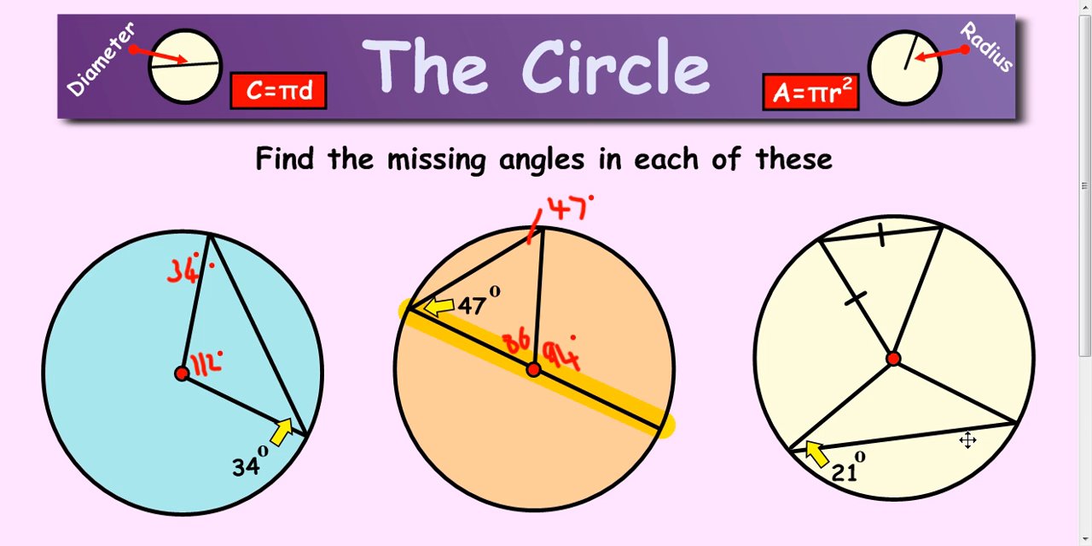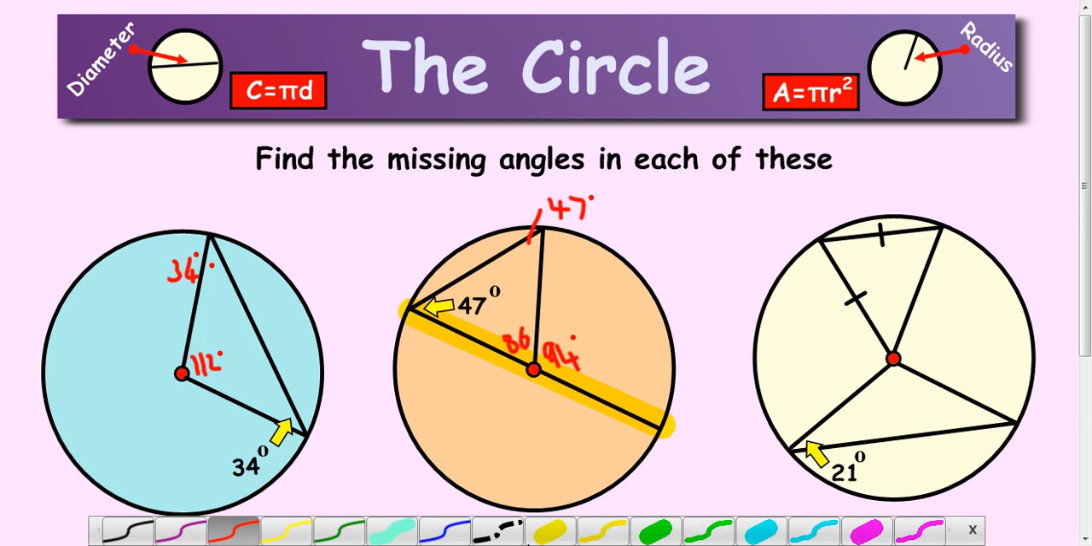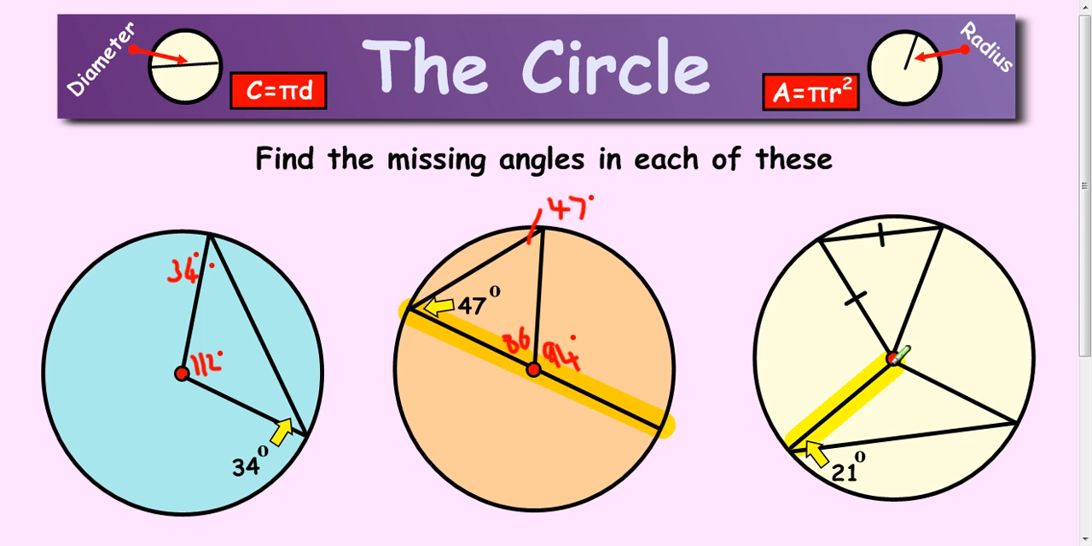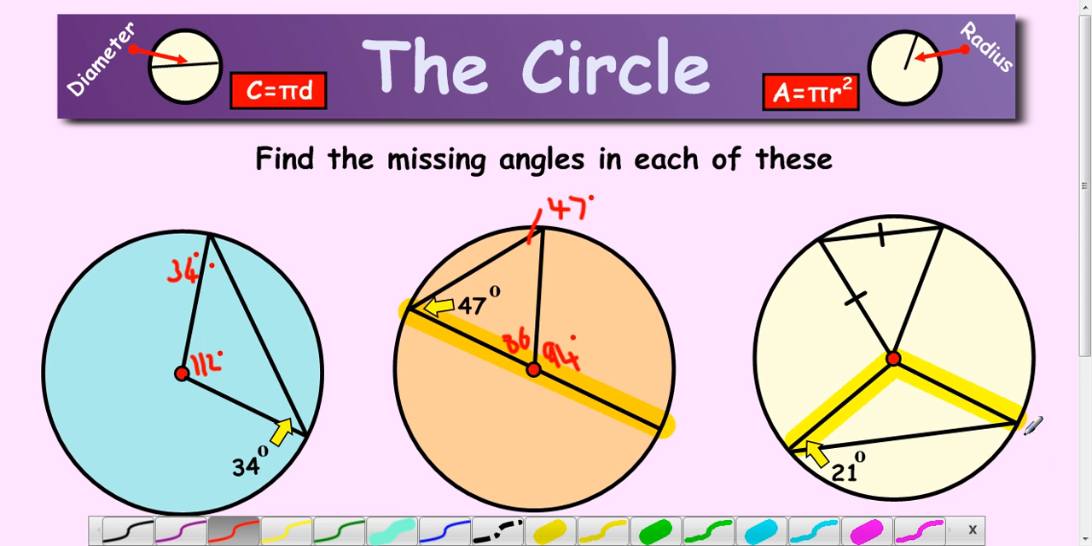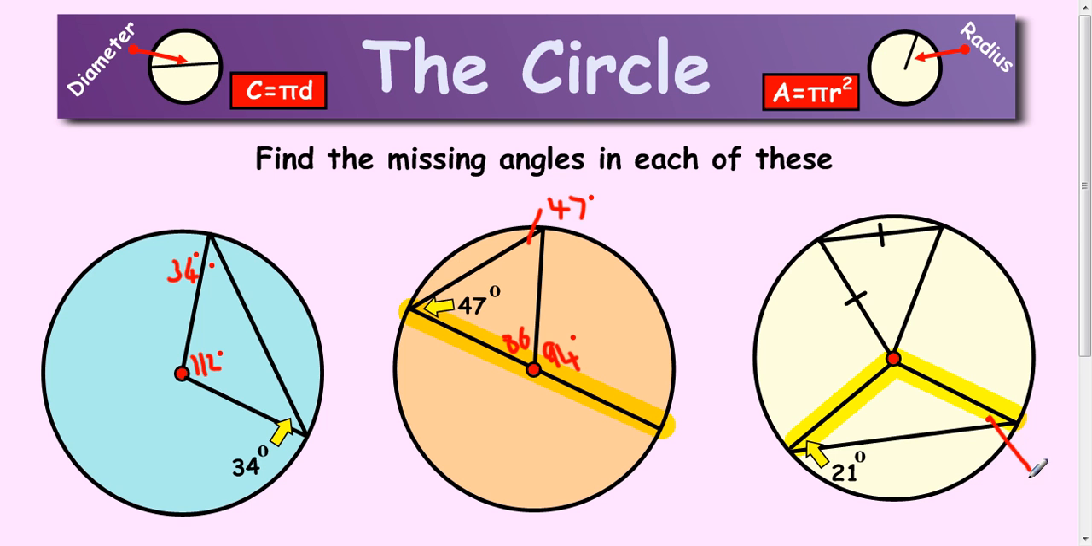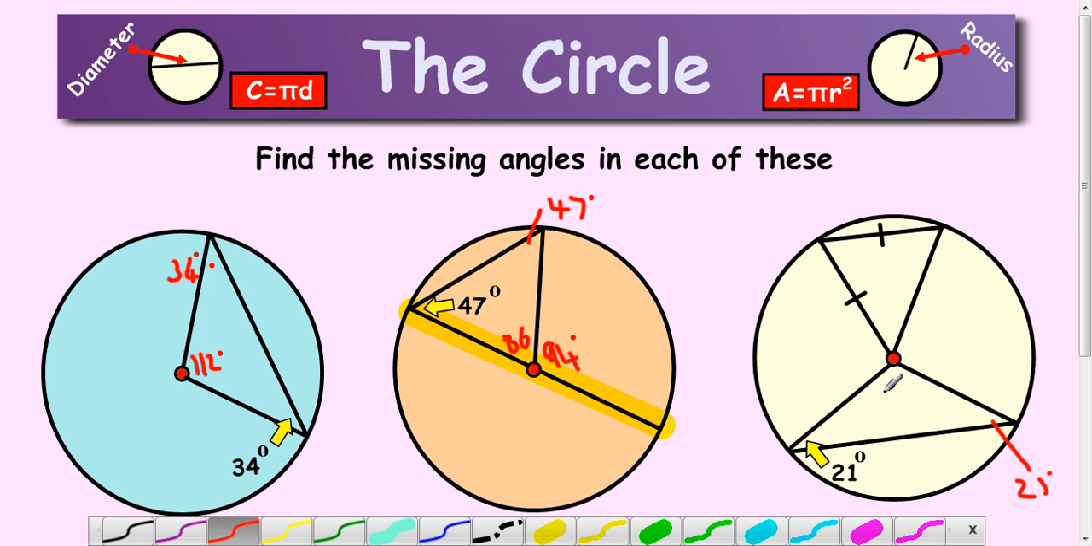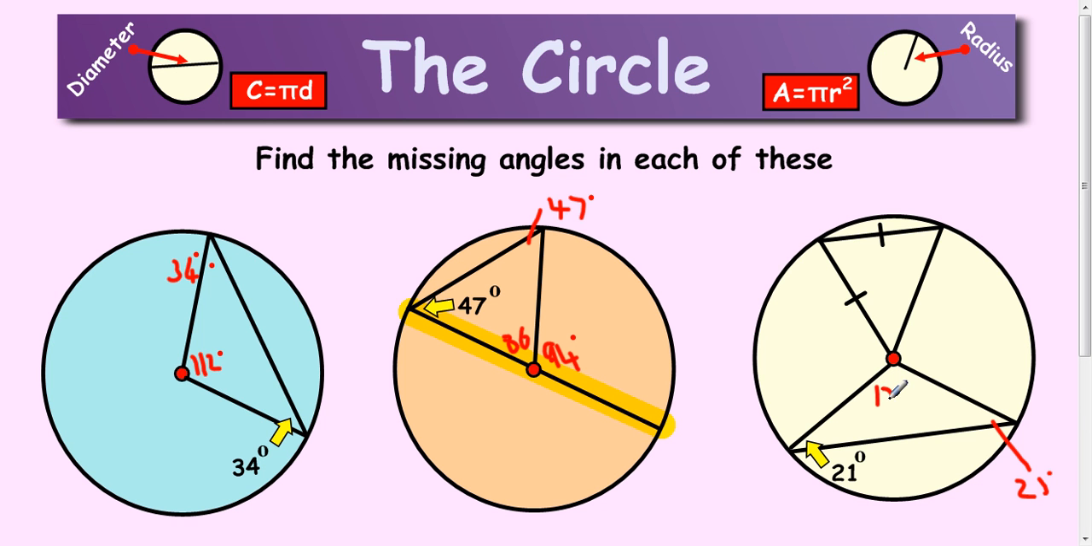Okay, let's look at this last example. So again, try and spot isosceles triangles. Straight away I'm thinking there's a radius, there's a radius. So this is an isosceles triangle, which means that that there is going to be 21. Okay, so if that's 21 degrees, I can again work out this third angle in the triangle. If I add the two 21s, I get 42. If I take them away from 180, that means that's 138.